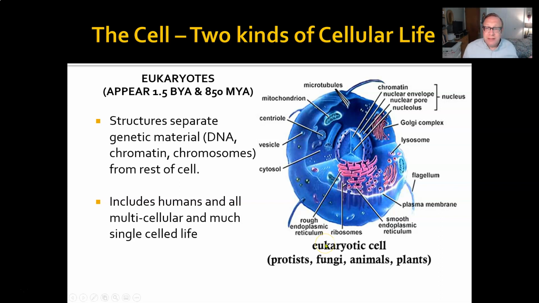This includes us. It includes all the multicellulars. It includes many, many, many single cellular life forms. So this is the Plan for Life 2.0 right here, okay? And the advantage there is the DNA is protected from chemical interactions with other things in the cell so that it doesn't break down as easily.